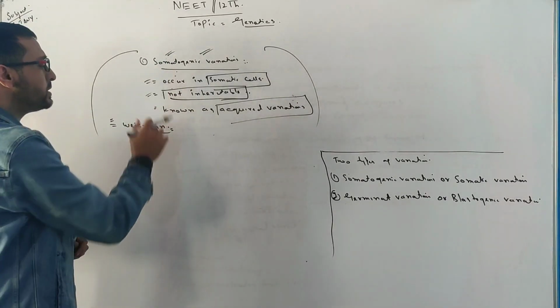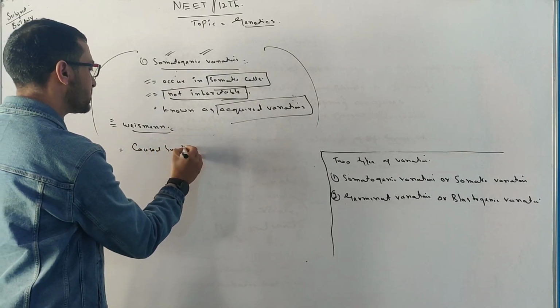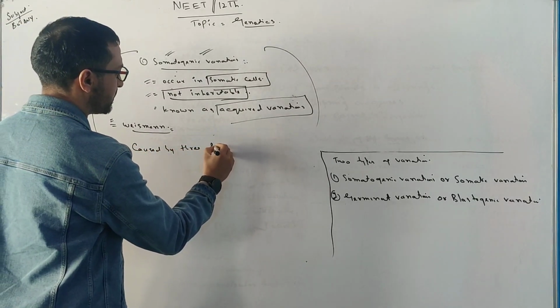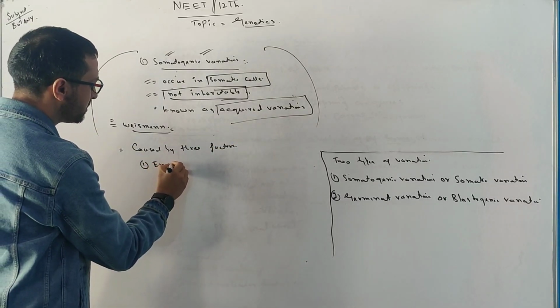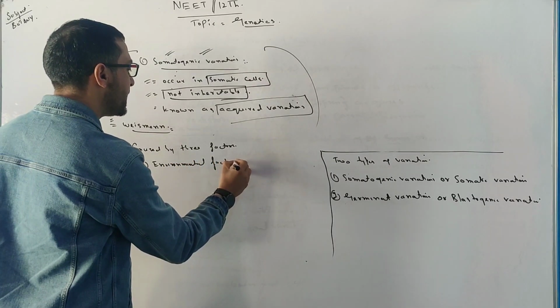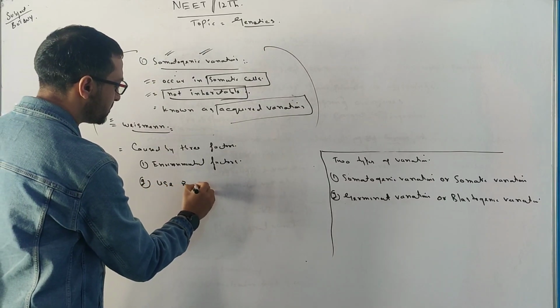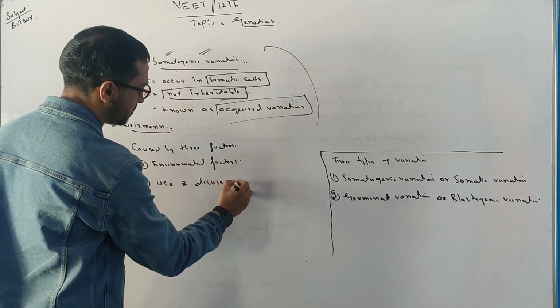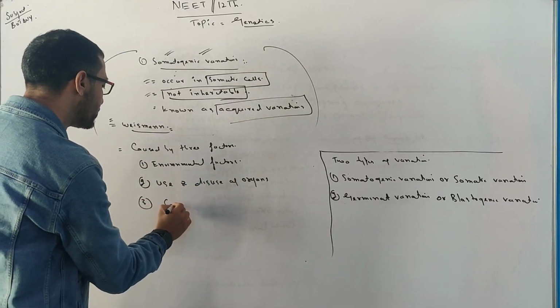देखो जी, somatogenic variations, they are caused by three factors. Number first, environmental factors. Number second, use and disuse of organs. And number third, conscious effort.